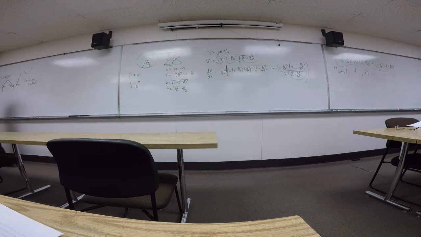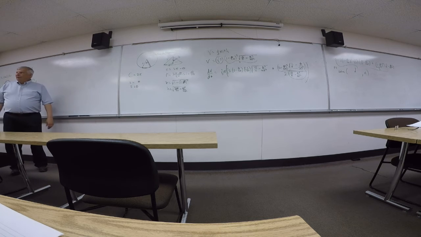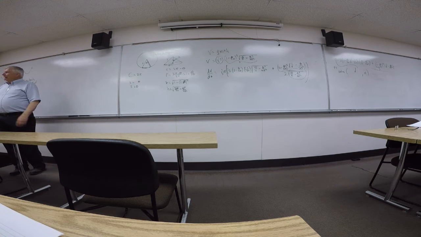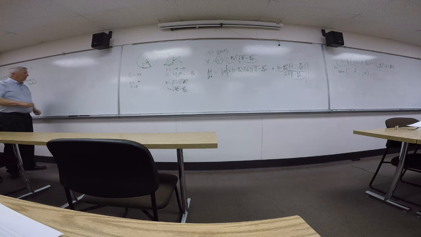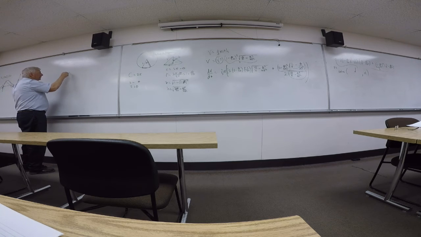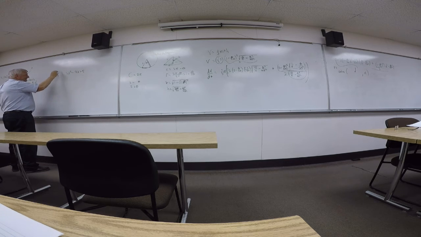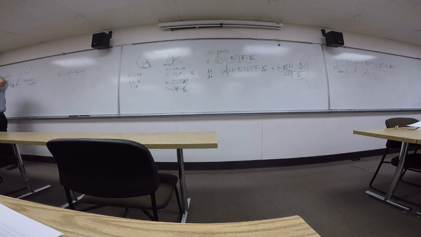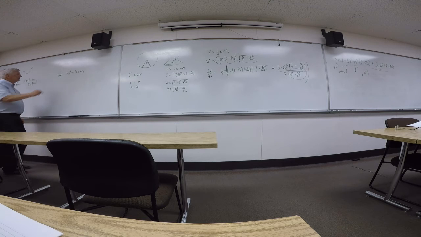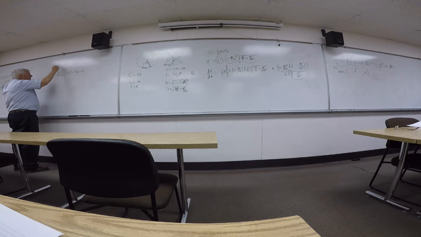So, what if I want to undo that? I start with something like 3x squared minus 4x plus 5. And this is the derivative. What is the original function? What is f?